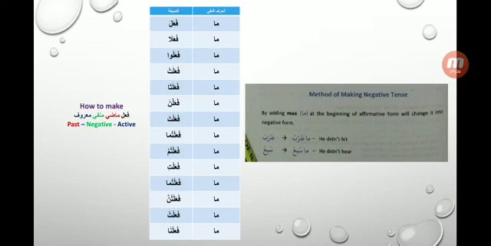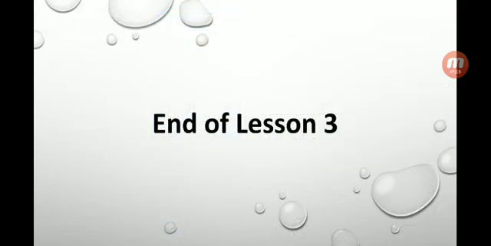This is what the book is telling us, method of making negative tense. By adding ma at the beginning of the affirmative form, we change it into negative form. So daraba will become ma daraba, and sami'a will become ma sami'a. This is the end of lesson 3, and in the next lesson inshallah we'll have a look at the paradigms of passive tense and the negative tense.